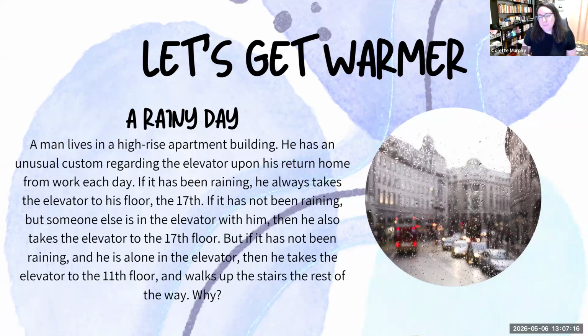This one is a rainy day. Again, if you've heard this one, please wait and let other folks guess. A man lives in a high-rise apartment building. He has an unusual custom regarding the elevator upon his return home from work each day. If it has been raining, he always takes the elevator to his floor, which is the 17th. If it has not been raining, but someone else is in the elevator with him, then he also takes the elevator to the 17th floor. But if it has not been raining and he is alone in the elevator, he takes the elevator to the 11th floor and then walks up the stairs the rest of the way. Why?